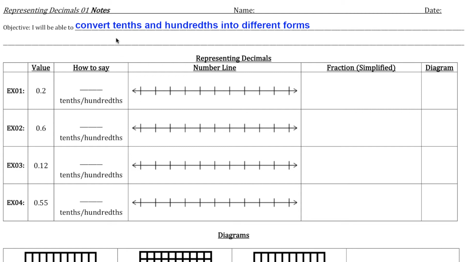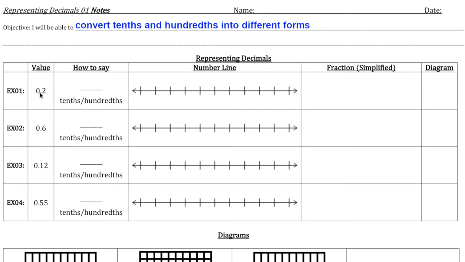In this lesson, we will learn how to represent tenths and hundredths in different forms. This should be a review from elementary, so I'm not going to say too much about this. I'm just going to assume you have some prior knowledge.